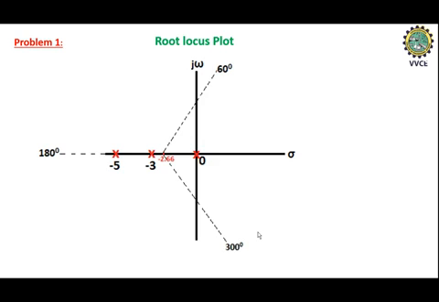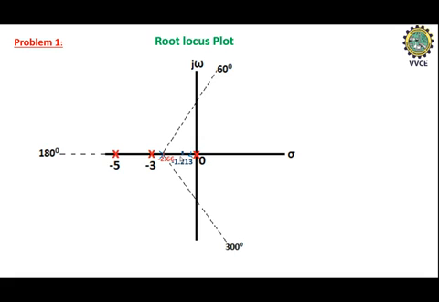Now we need to mark the breakaway point, -1.213. So here I will be getting the point -1.213. From this point I need to draw. This pole is coming from -3 and this pole is coming from 0. So they are meeting at this breakaway point, that is -1.213, and getting diverged. They are moving away from this breakaway point. So we need to draw the extended infinite branches.